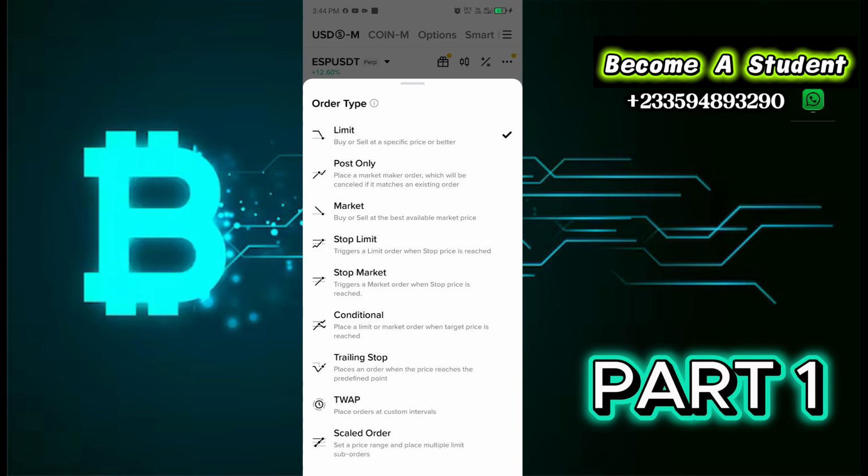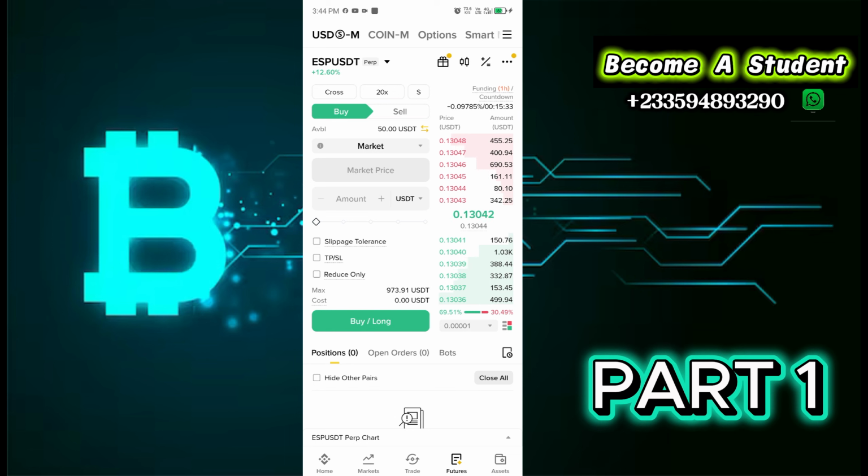We have the market order. Market order, just this one. It means you are entering the trade at this exact moment, at this actual time here, the current time, the active moment. You enter the trade now, it will enter at this place. This is the price of this coin, ESP. This is the coin that we have. So 13041. You enter it instantly on the current price. That is the market order. With that, it means you are the one doing everything manually.